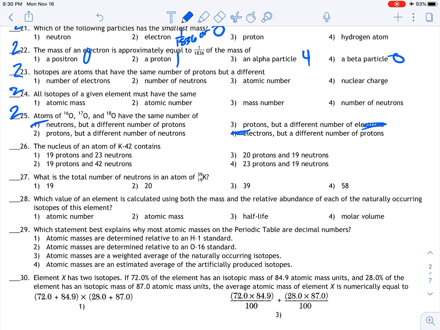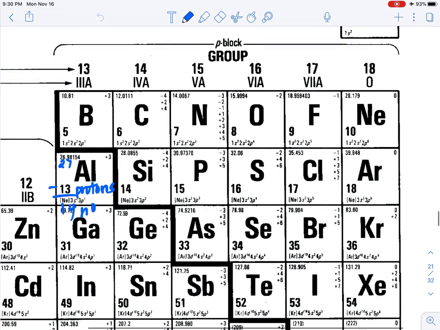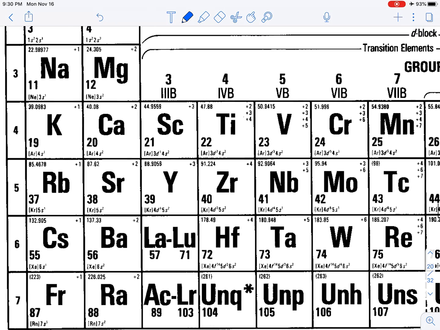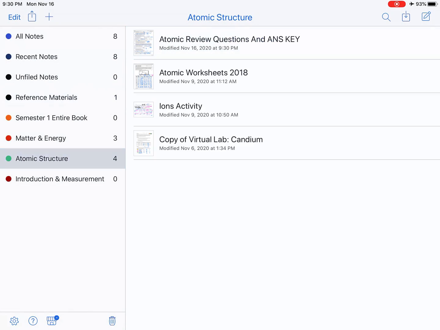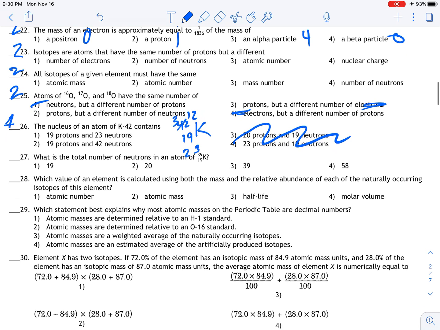The nucleus of an atom of K-42. So 42 K, and I think it's 19? Notice that I don't even need to know 19 because I can just look it up. Okay, so 19 protons and 23 neutrons. Choice 1. What is the total number of neutrons? Okay, so we subtract. 39 minus 19 is 20.